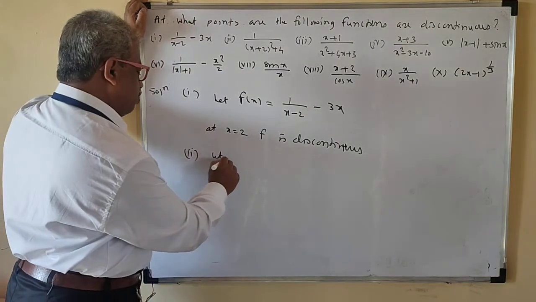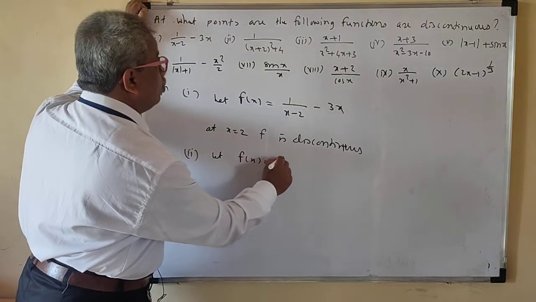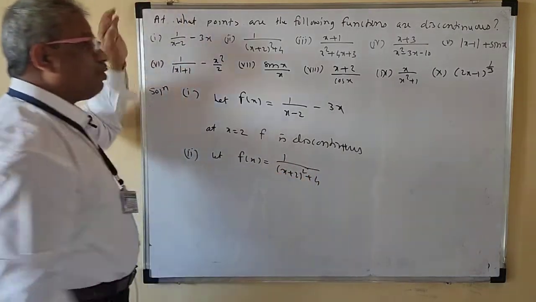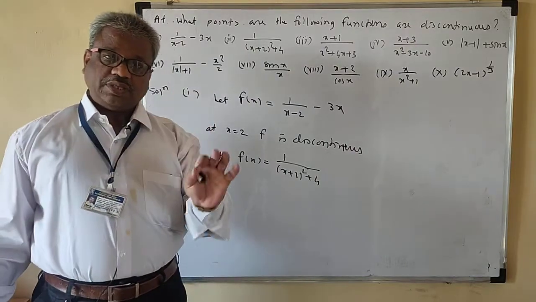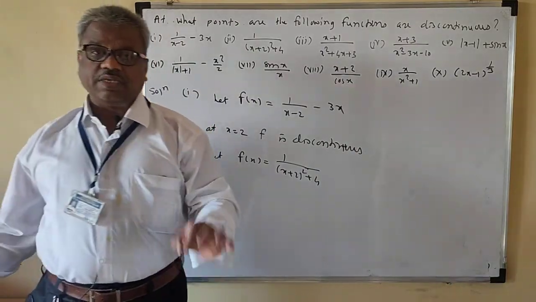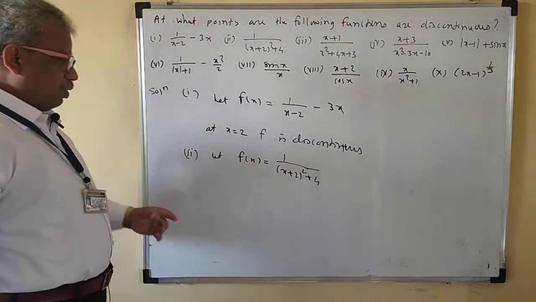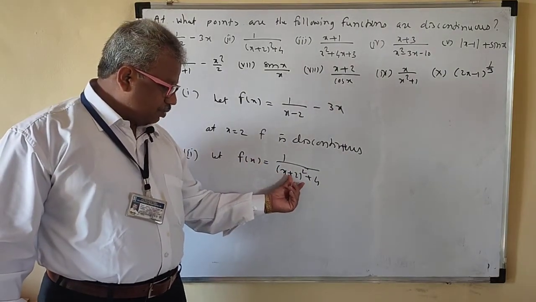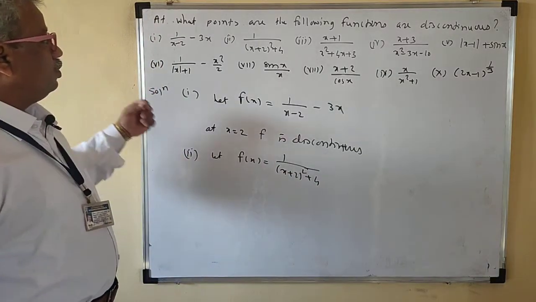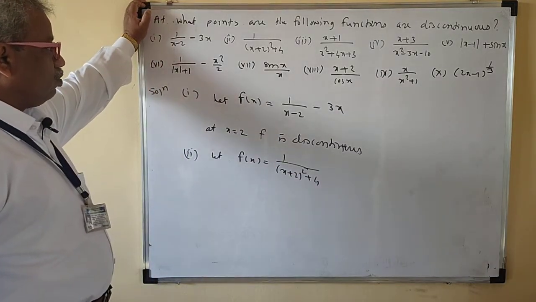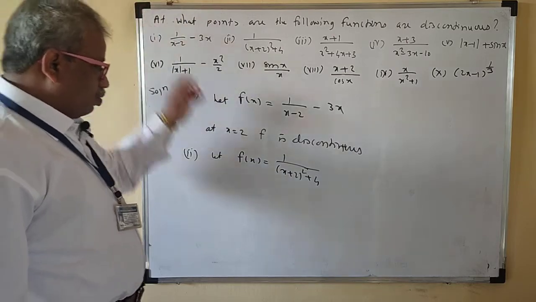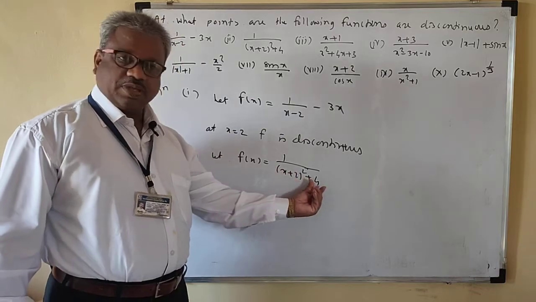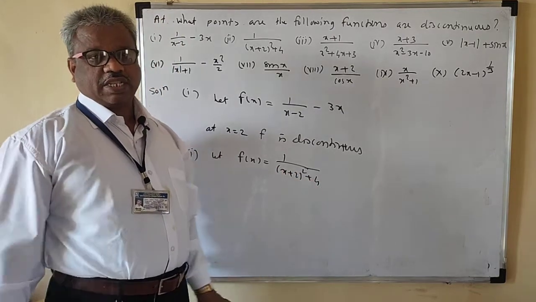Now the second one. Let f of x is equal to 1 upon (x plus 2) square plus 4. What we have to do? You have to find a discontinuity. That means you have to find a point where your f of x is not well defined. Now here there is a denominator. If you put x is equal to minus 2 here, then this is 0. But you know that the square of every real number is non-negative, so this term is non-negative and 4 is positive. So the denominator will never be 0.